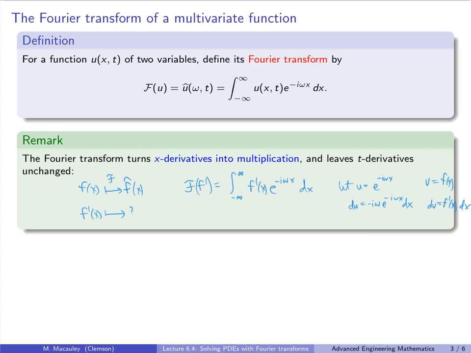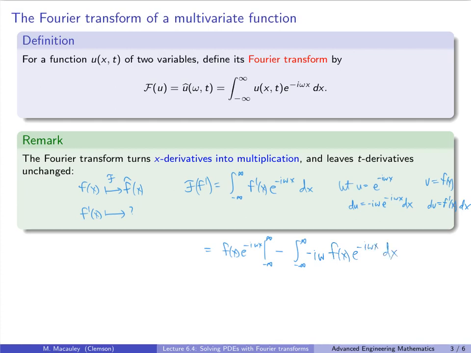Okay, so now this integral is u times v, so it's f of x e to the minus i omega x from negative infinity to infinity, minus the integral from negative infinity to infinity of v du. So that is negative i omega f of x e to the minus i omega x dx.